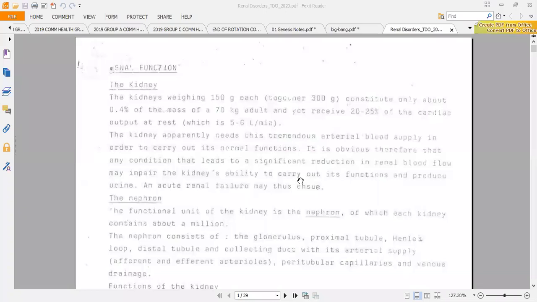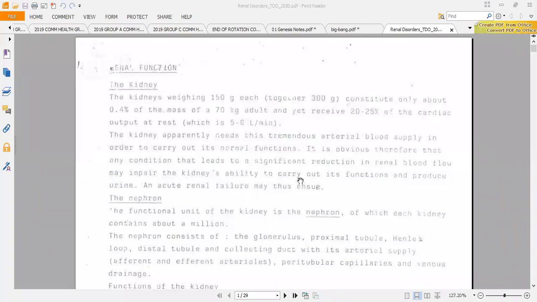Now let's go to the functions of the kidney itself. When you talk about the kidney, what are the functions of the kidneys? Because the kidneys are very important structures. If you understand the functions of the kidneys, then you can tell us what will happen to someone with renal failure. Because when you say failure of an organ, it means the organ is not performing its function. So that means that you first must know the function of the organ.